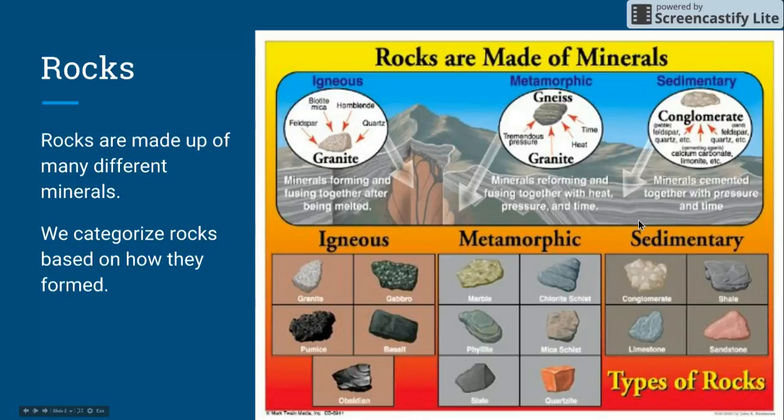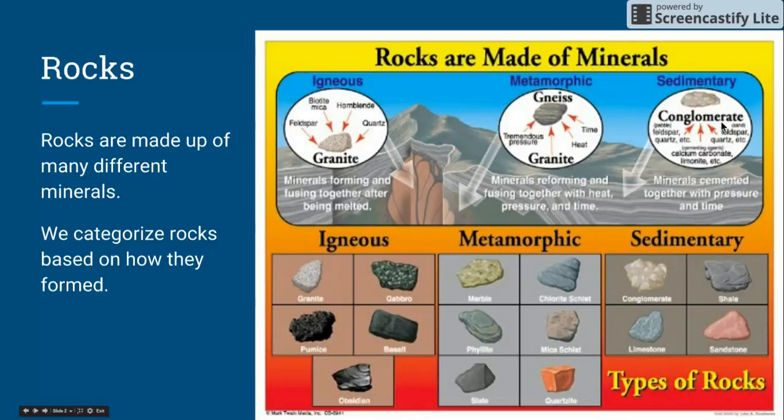The other type of rock we're going to talk about is called metamorphic. Metamorphic rock is made from many different minerals, some of which are listed below. These are minerals that are reforming and fusing together with heat and pressure over a great amount of time. This one also can occur because of things coming up from the mantle. There is a lot of heat and pressure involved in creating these metamorphic rocks.